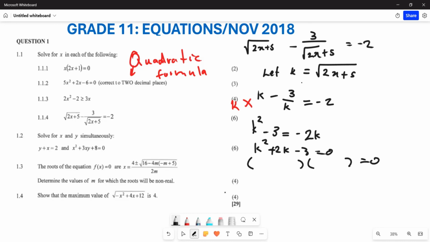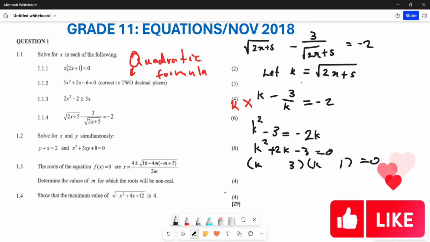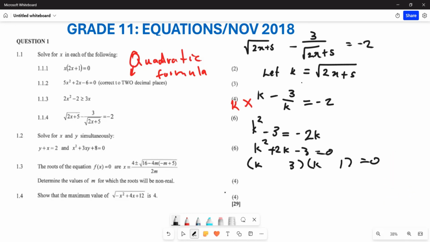This equals 0. Now you are going to have your k here and your k here, and factors of 3, you are going to have 3 and 1. This is going to be the positive 3, and this is going to be the negative 1. So the value of your k is going to be given by -3, or your k is going to be given by 1. But remember, we are not looking for our k here.